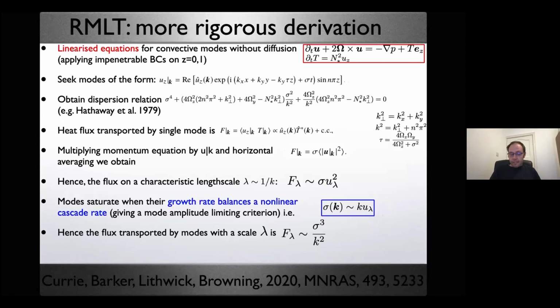I can derive rotating mixing length theory in a different way, and this is what we did in a recent paper, just to make the assumptions more explicit. We can write down the linear equations for convective modes without diffusion, given by the equations in the top right. Here I've used n star to remove the minus sign from n squared previously; it is equal to minus n squared, and is the temperature gradient in the conduction profile. These are the linearized equations, and what we're assuming is that convection consists of a sea of linear modes where the amplitude is limited by the growth rate balancing a nonlinear cascade rate.